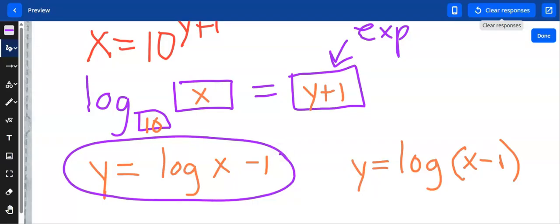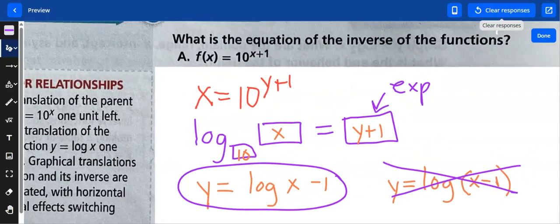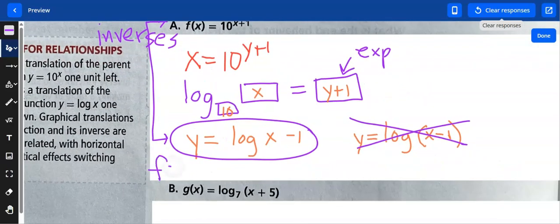Oh, I see, my instincts were right. Your instincts were correct. Yes. When you're doing that subtraction, it is on the outside of the logarithm function. It is not this one. These two are inverses. And yes, you could call it f inverse of x equals log x minus 1. We know it's a base 10 logarithm.